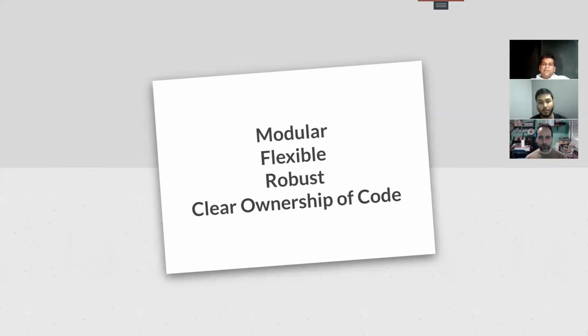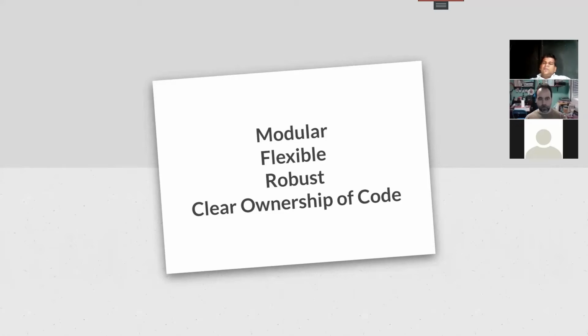Another beauty of microservices is that they are robust. Robust meaning the high availability of these services can be maintained. If any one of the services goes down, it is not that the entire application goes down. That's the very beauty of microservices.